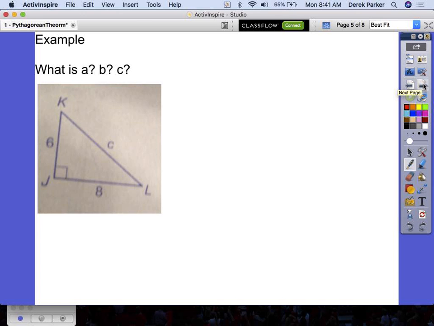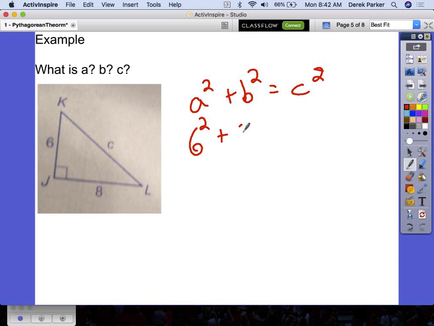First example. First step, write the equation, the formula rather. A squared plus b squared equals c squared. In this problem, we are looking for c. We have been given the legs, but not the hypotenuse. Plug it in. Now, it doesn't matter where the 6 and 8 go. It can be 6 squared plus 8 squared or 8 squared plus 6 squared. The commutative property, it's going to work either way.